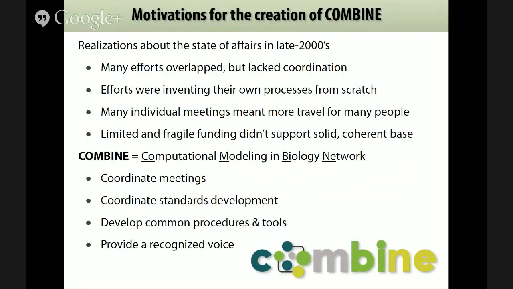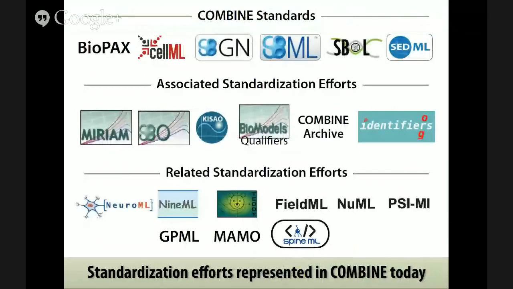So currently as it stands, these are the core standards of COMBINE: SBML, CellML, SED-ML, SBGN and SBOL. Then associated with the standards, you've got these associated efforts, so things like the minimum information specifications that you might need, the Systems Biology Ontology, the PCR ontology I mentioned before, and biomodel qualifiers.